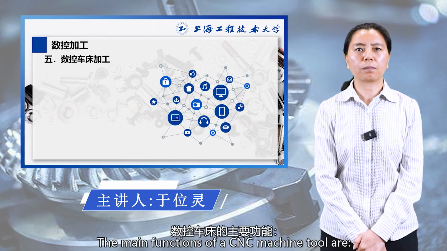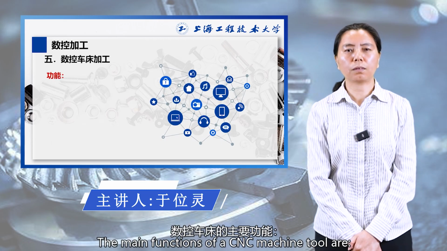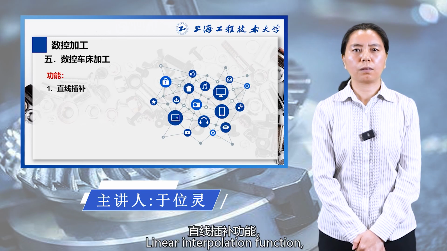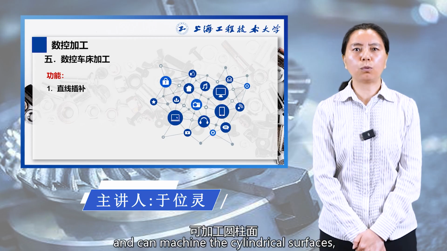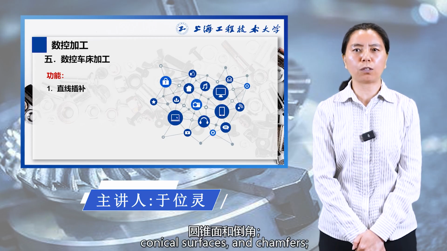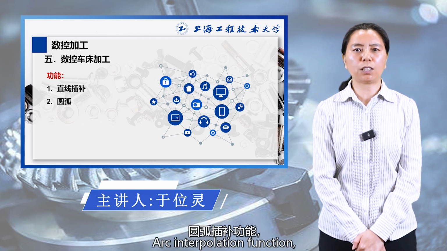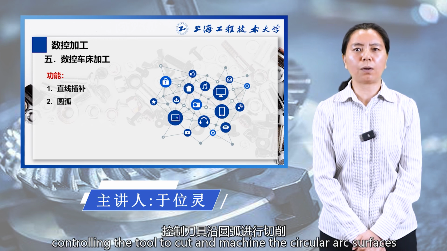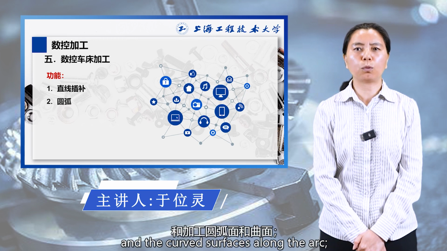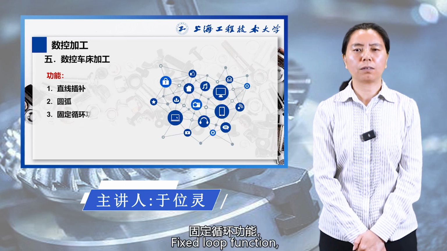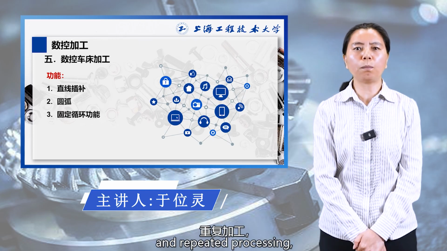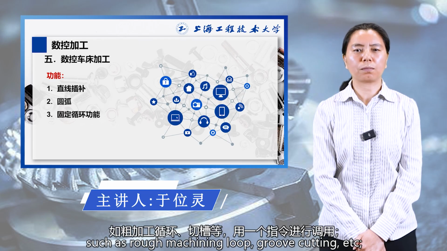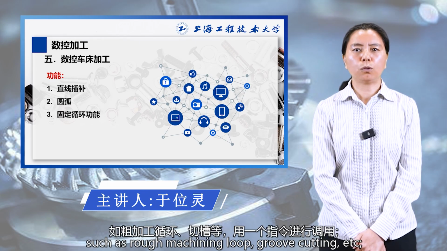stepless speed change. The main functions of CNC machine tools are the linear interpolation function, which controls the cutting tool to cut along a straight line and can machine cylindrical surfaces, conical surfaces, and chamfers. Arc interpolation function, controlling the tool to cut and machine circular arc surfaces and curved surfaces along the arc. Fixed loop function, which can be called with one instruction for multiple feedings and repeated processing, such as rough machine loop, groove cutting, etc.